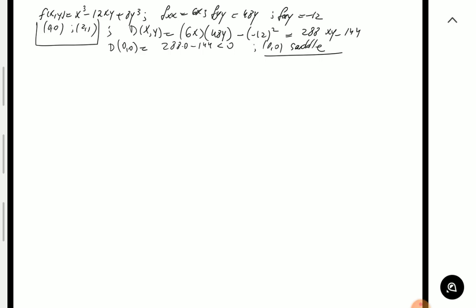Then what about the other point 2, 1? What is this discriminant at 2, 1? We're going to replace x with 2, y with 1. So you have 6 times 2 times 48 times 1.